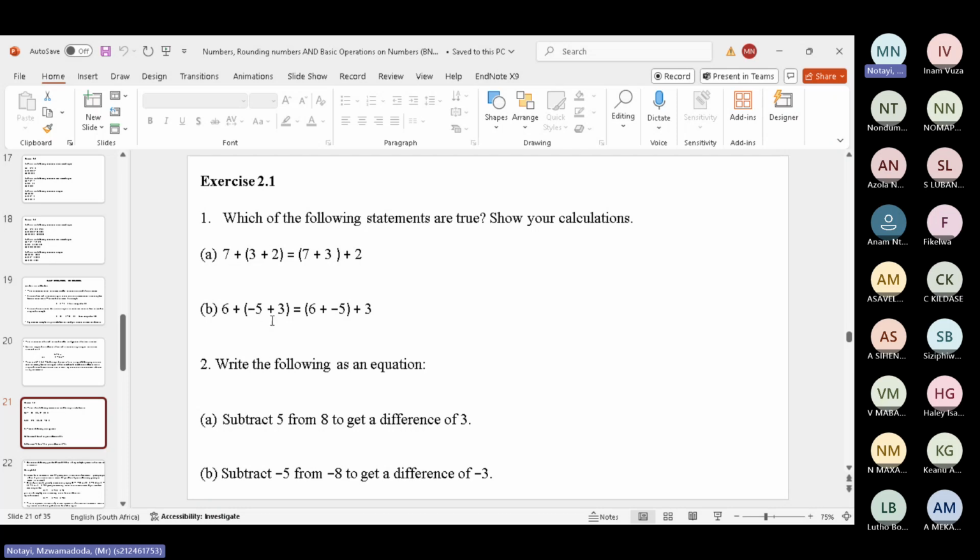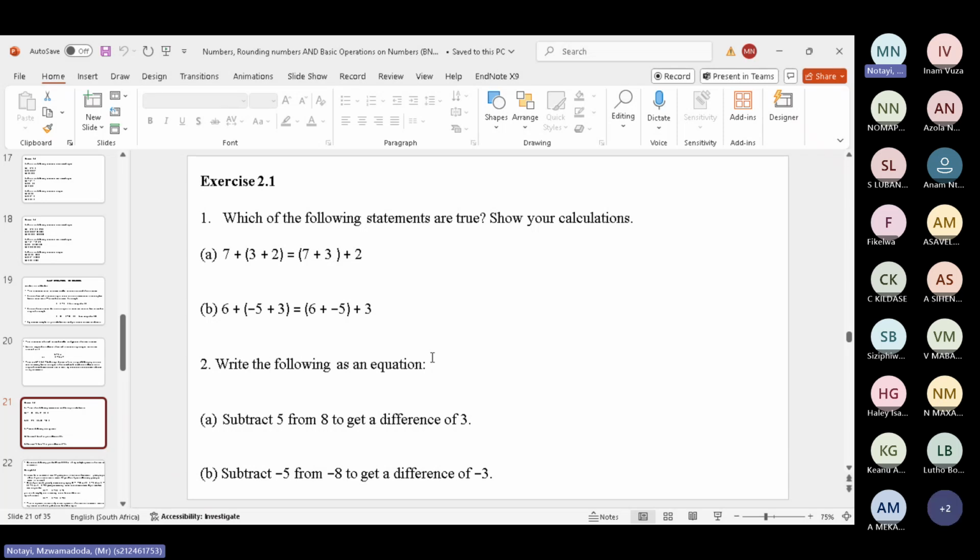B: 6 plus negative 5 plus 3. So negative 5 plus 3 gives us negative 2. So 6 minus 2 is equal to 4. That is the left-hand side. Let's look at the right-hand side. 6 minus 5, which is 1, plus 3, which gives us 4. So 4 is equal to 4. The left-hand side is equal to the right-hand side. So that statement is also true. Well done, guys. You got those two correct.